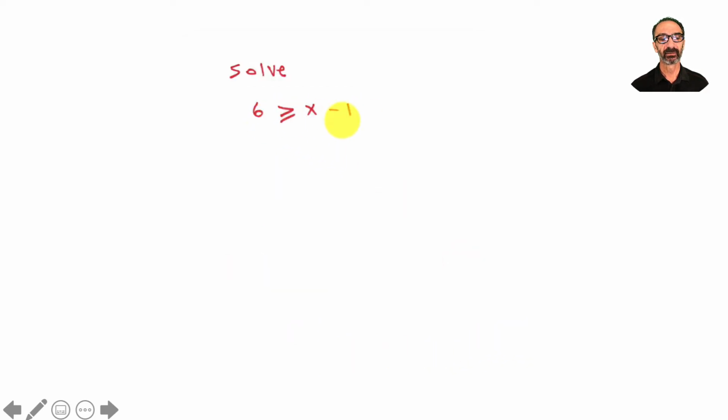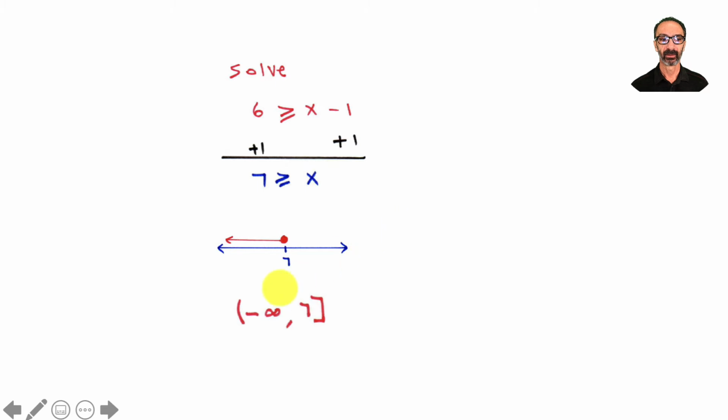In this case, I have x on the right side and I have minus 1 next to it, so I'm going to add 1 to both sides. As you can see, this cancels, and I end up with x on the right side, 7 on the left, and the inequality stays the same. Graphically, from negative infinity to 7, including 7, x is less than or equal to 7. That's how we read it, right? From negative infinity to 7 with brackets including 7.